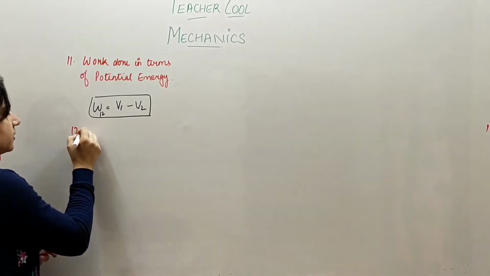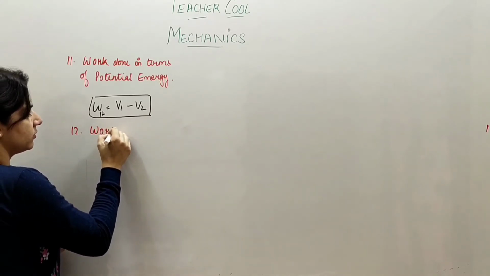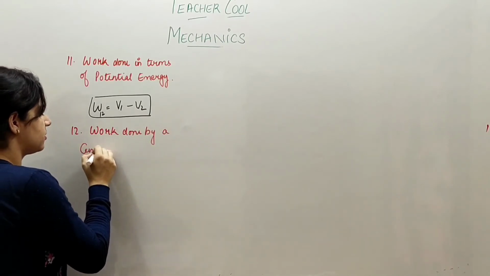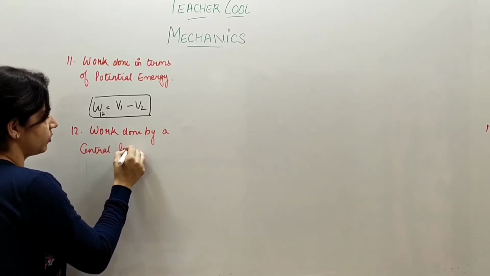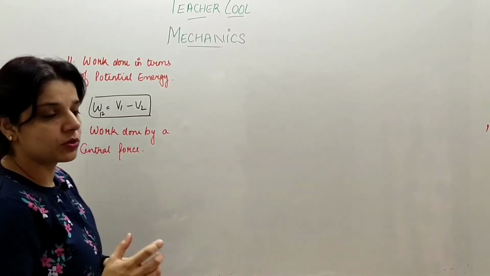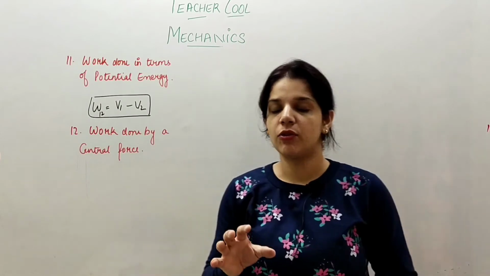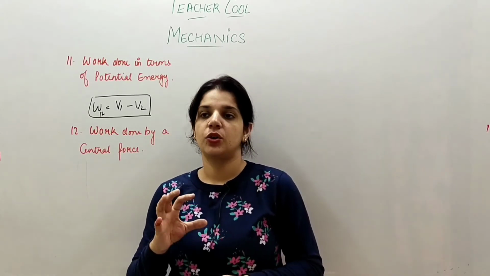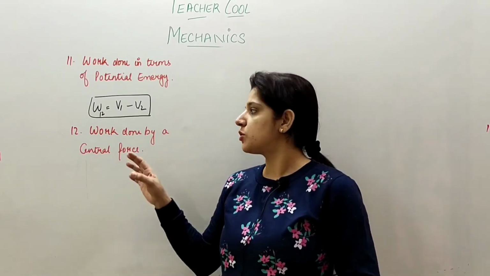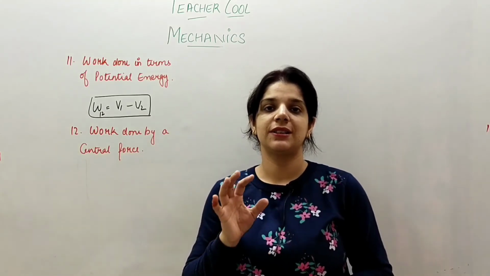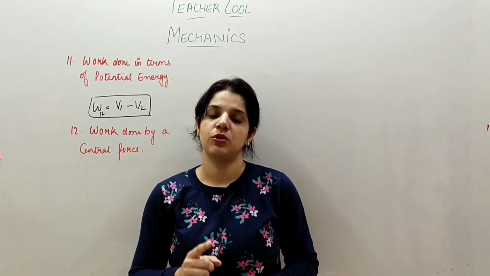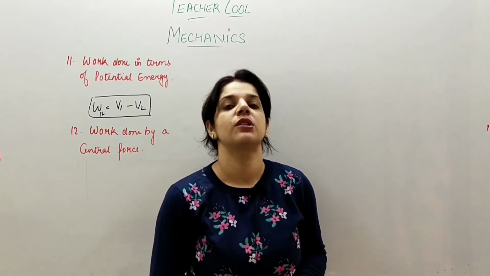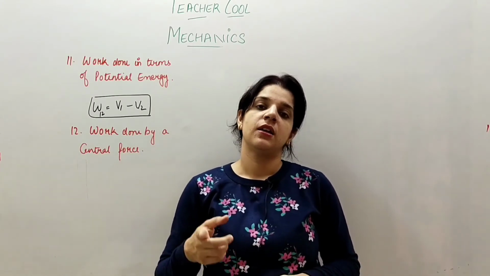Now the next is work done by a central force. Now what is a central force? Central force is introduced whenever we are talking about the rotational energy or rotational system of particles. So whenever I am talking about the central force, that means that force is always directed either away from the radial vector or towards the radial vector. It will always align with the radial vector.